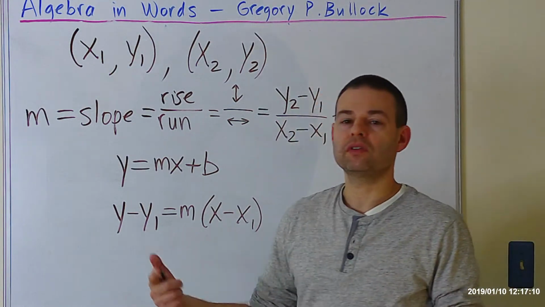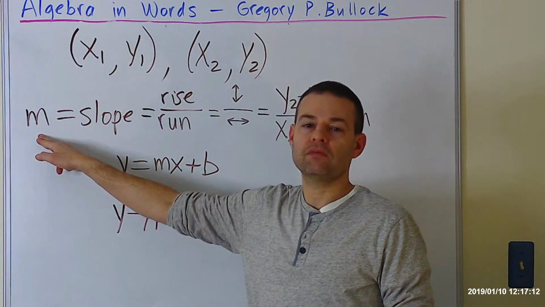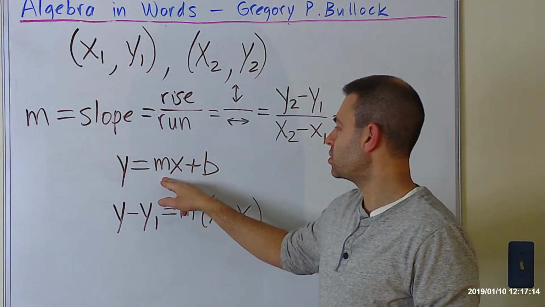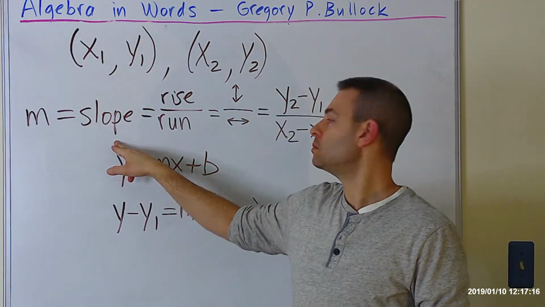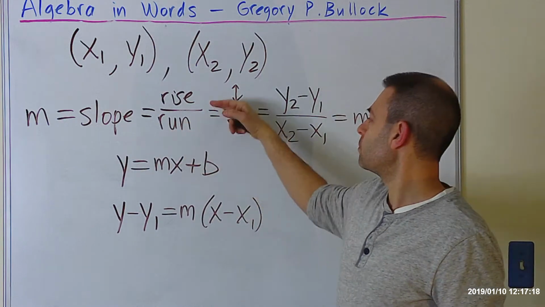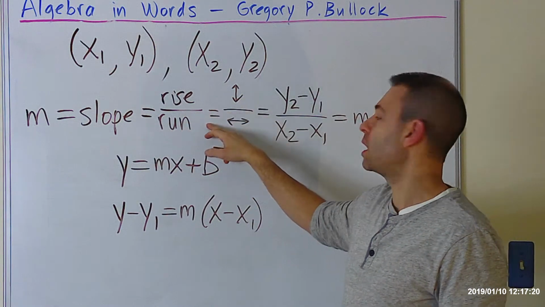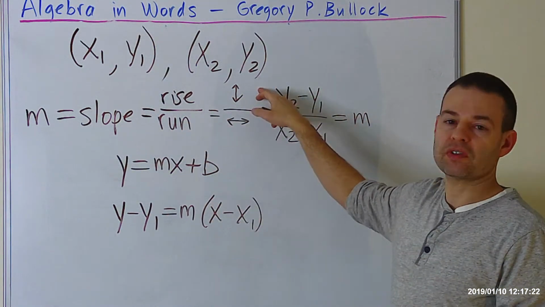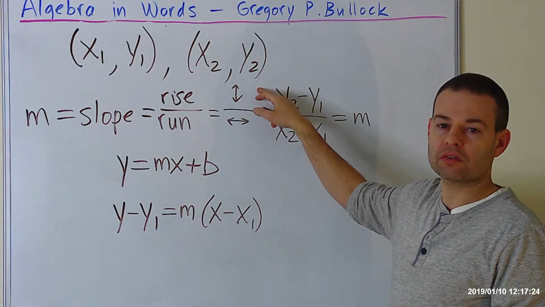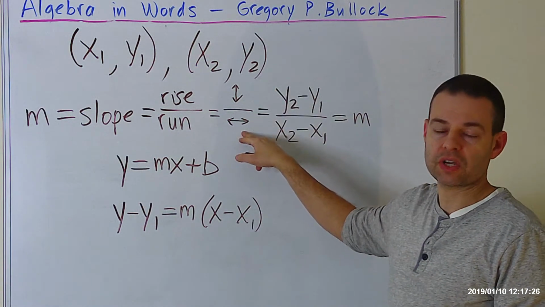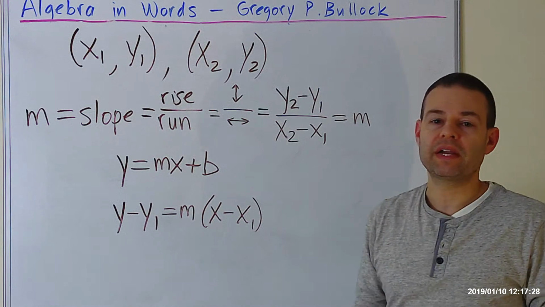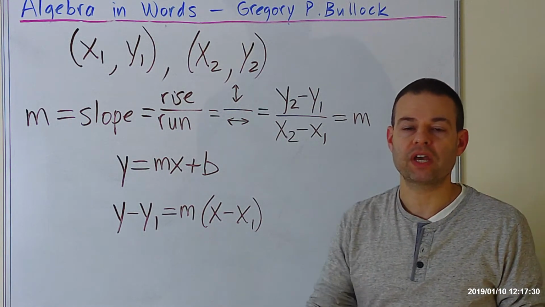So I like to usually write it like this. M represents slope in the equation. M is slope. What is slope? Some refer to it as the rise over run. And I also translated it to the vertical change over the horizontal change. Sometimes you may hear it as the change in y over the change in x.